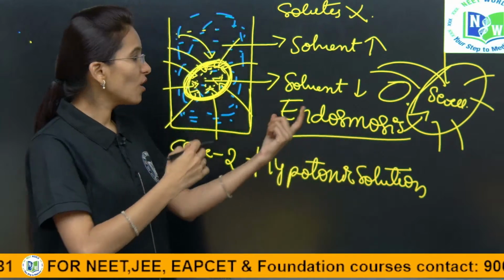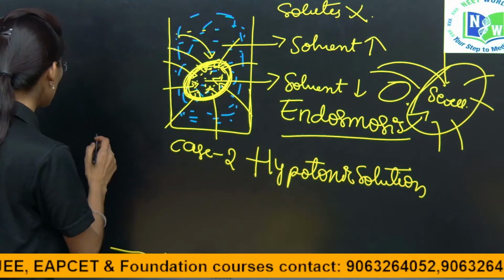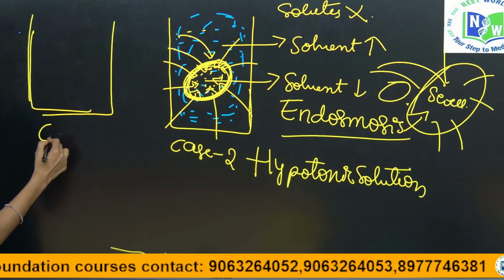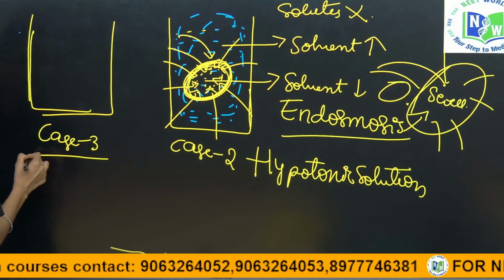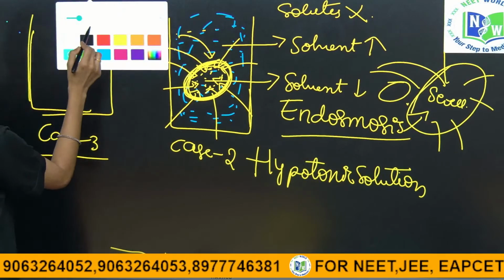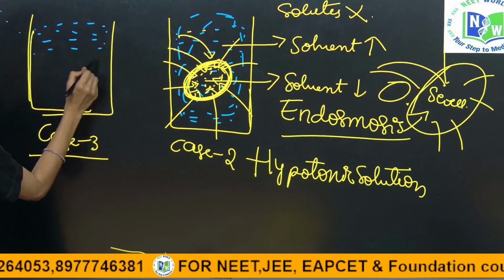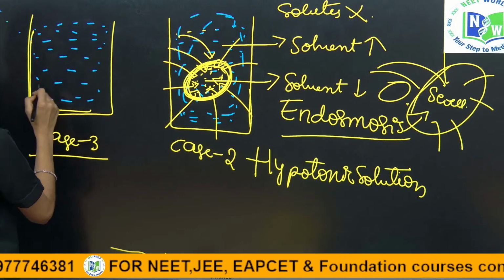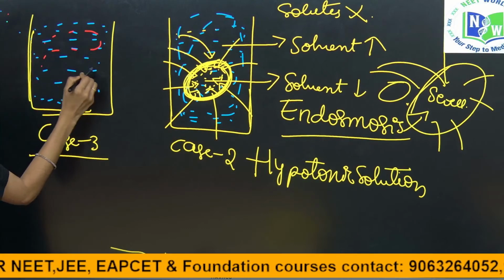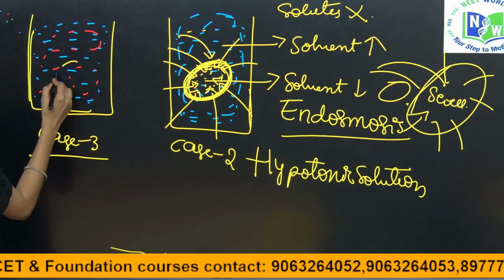We have studied all these two types of solutions with respect to the cell. And next here is one more case. Here you need to study case 3. In case 3, again you need to place a resin along with the solutes and solvent. This is a beaker in which I am adding the solvent along with the solutes. The red color portion whatever I am drawing, these are the solutes, and here again I am placing the resin.